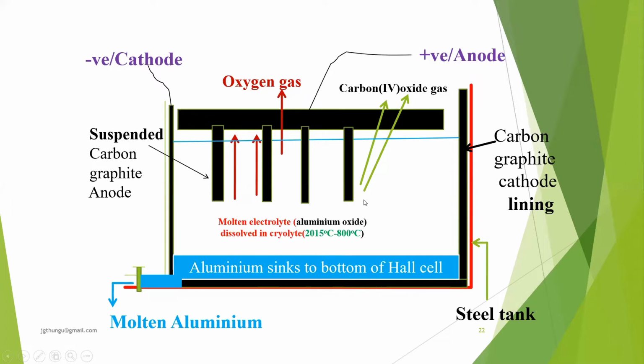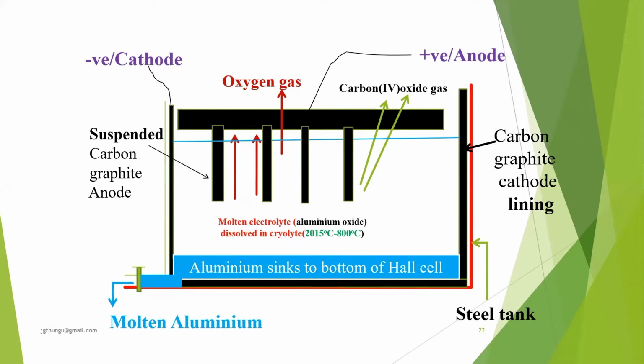Sasa, so tumeona on the side ndio tuko na nini? This graphite, which is forming what? The cathode. And then there is the other side, the lining forms the cathode, which is the graphite. Then suspended on the electrolyte, that is where we have what? The anode. So note that structure, and then try to look at the reactions which are taking place.